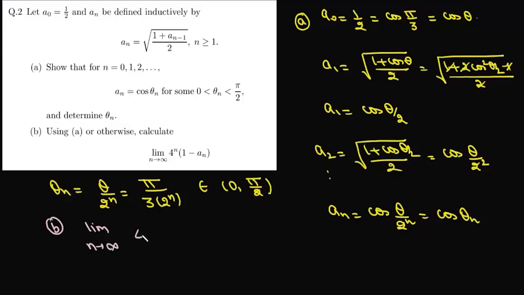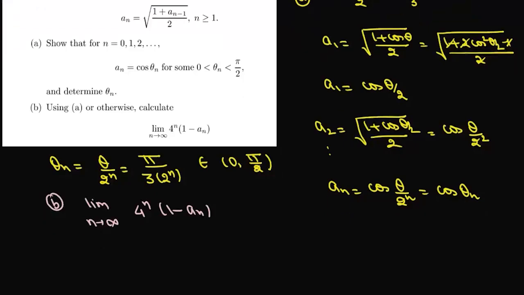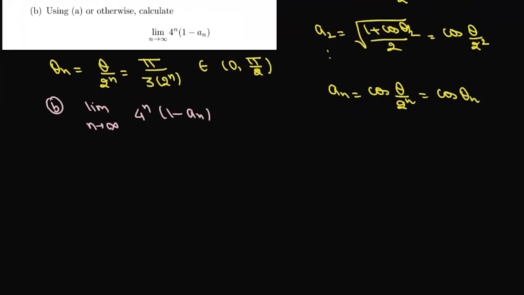As n tends to infinite, 4 to the power n times (1 minus a_n). Now this is the limit as n tends to infinite. First we are going to write 1 minus a_n, which is 1 minus cos of theta upon 2 to the power n, divided by 1 upon 4 to the power n, which is actually 1 upon 2 to the power n whole square.